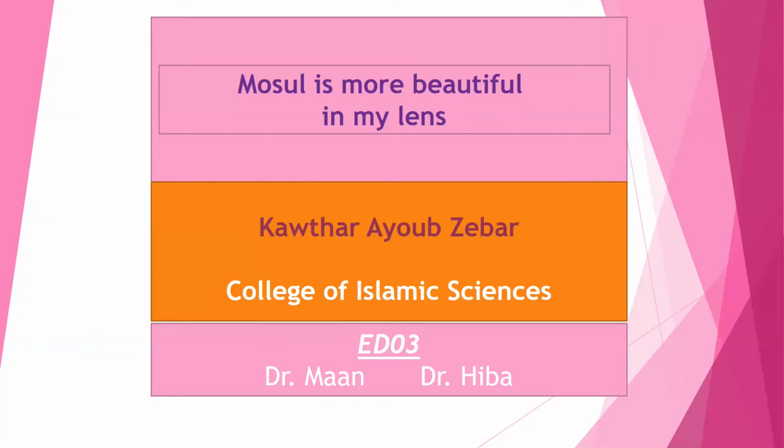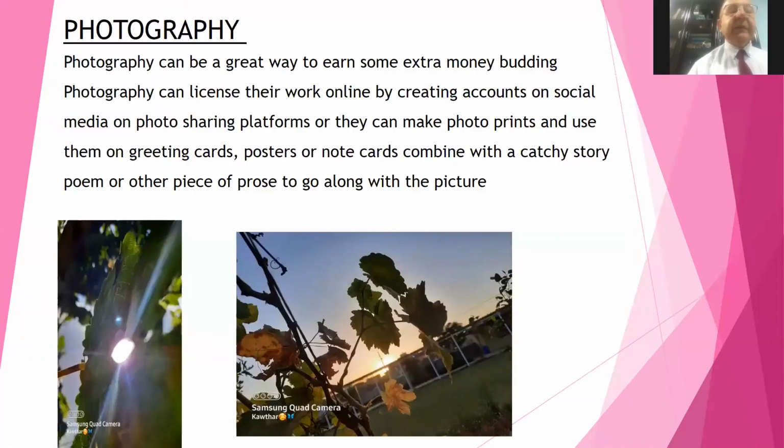Hello. Good morning. My name is Kauthar Ayub Zebari. I am from Iraq, in Mosul. I am 24 years old. I study at the University of Mosul, College of Islamic Science, Sharia Department. The project now is Mosul is more beautiful in my lens. Next slide, please.